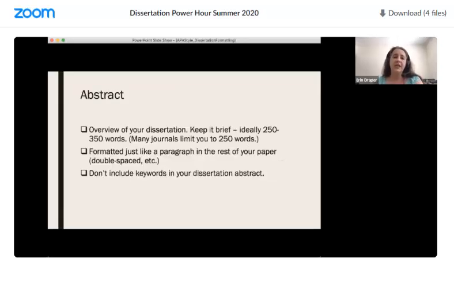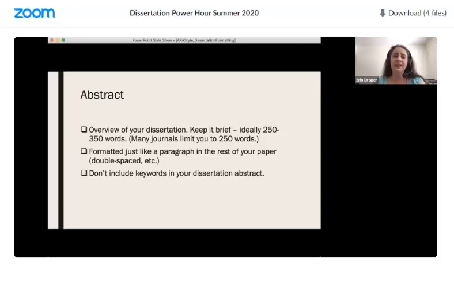Your abstract is just a brief overview of your dissertation. It should be brief, 250 to 350 words. A lot of journals have a limit, so if you're planning on turning your dissertation into a journal article for submission to a publication, when you go to submit it, at the very least, be sure to check and see what their guidelines are. ProQuest, where your dissertation is going to be published, used to have a 350 word limit. They have removed that, so we aren't as beholden to that anymore, but you still want to keep it relatively brief.